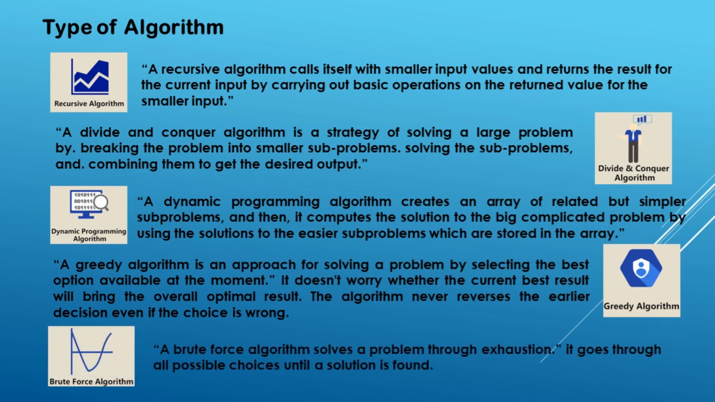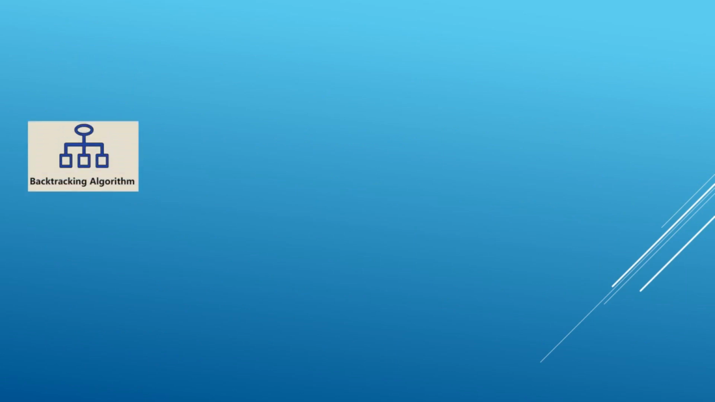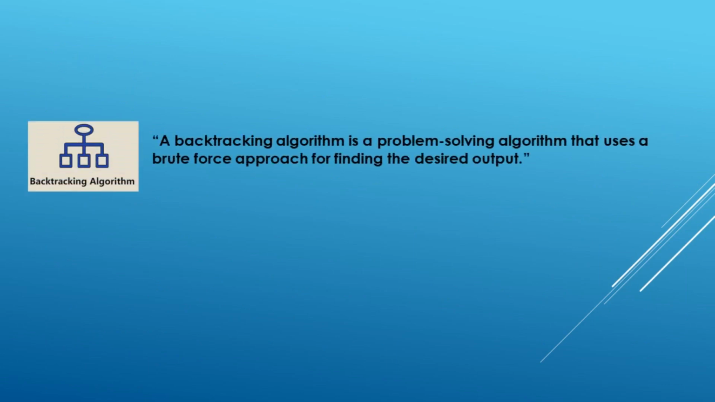Next one, brute force algorithm. A brute force algorithm solves a problem through exhaustion. It goes through all possible choices until a solution is found. Other type is the backtracking algorithm. A backtracking algorithm is a problem-solving algorithm that uses a brute force approach for finding the desired output.